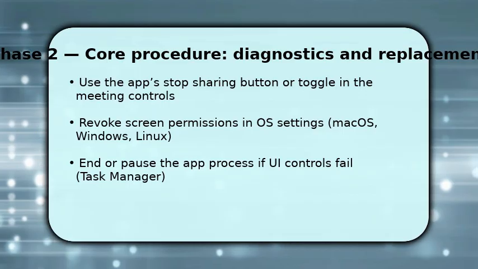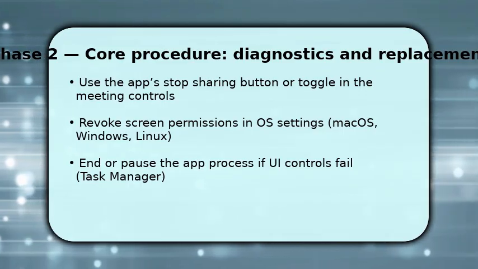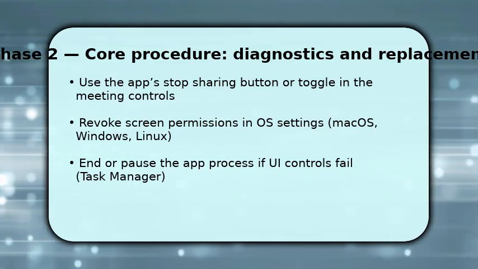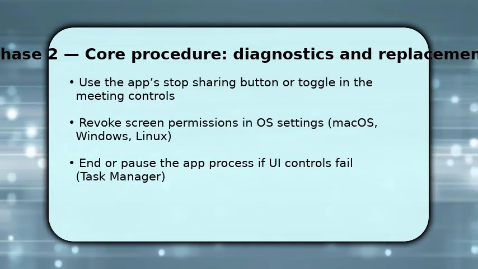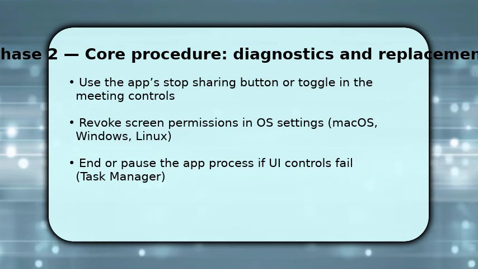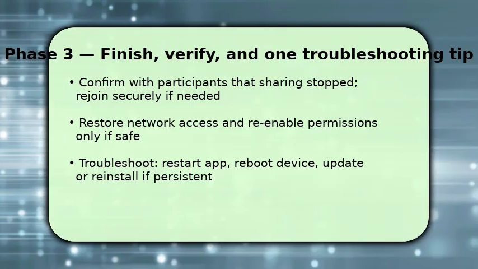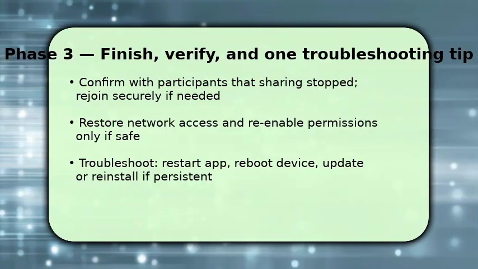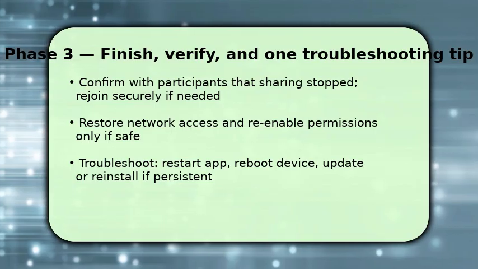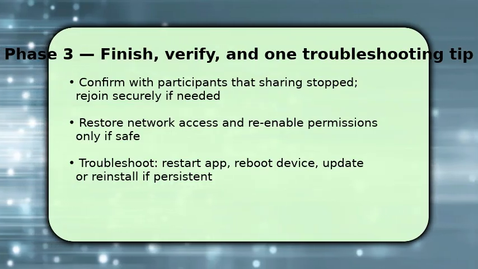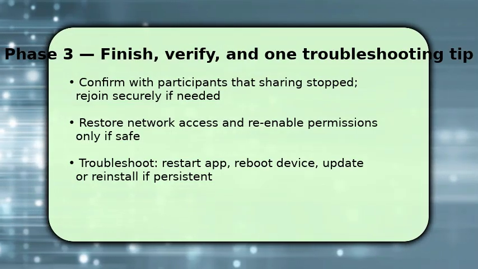Once done, and if the app still shares, open Task Manager or Activity Monitor and pause or end the process. This is a more forceful but effective fallback. Finish by verifying: ask participants or check the meeting preview to confirm the screen is no longer visible. Once confirmed, restore network access and re-enable permissions only if you trust the app.